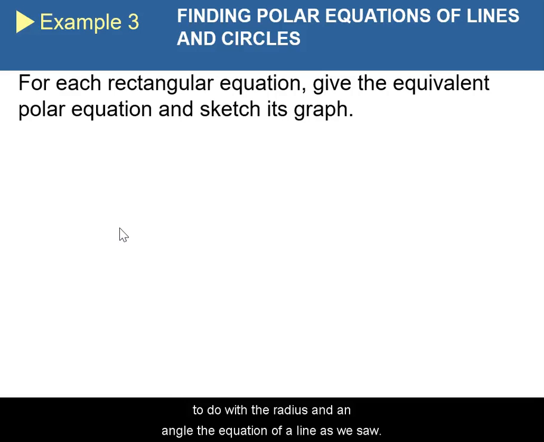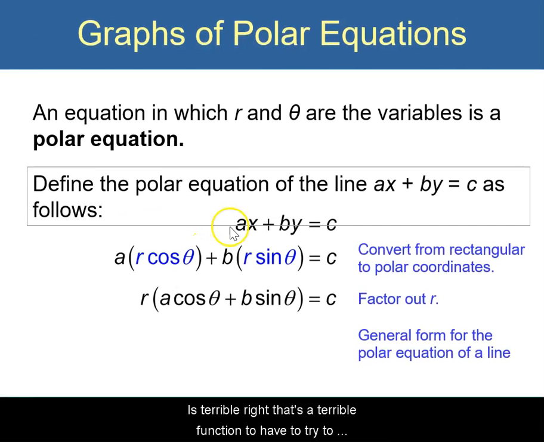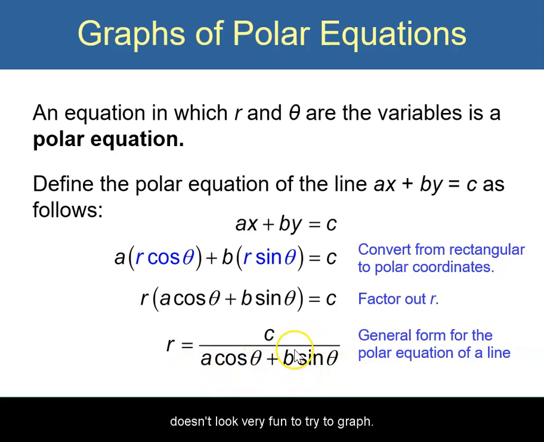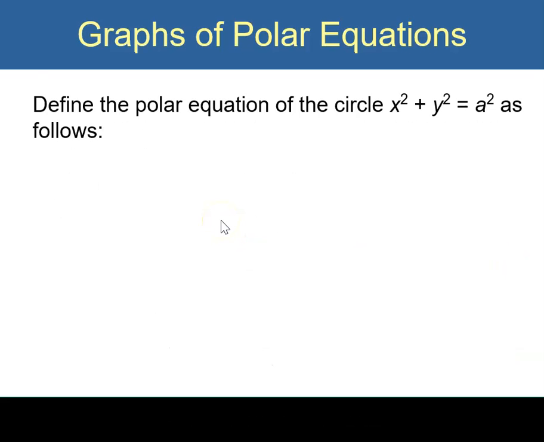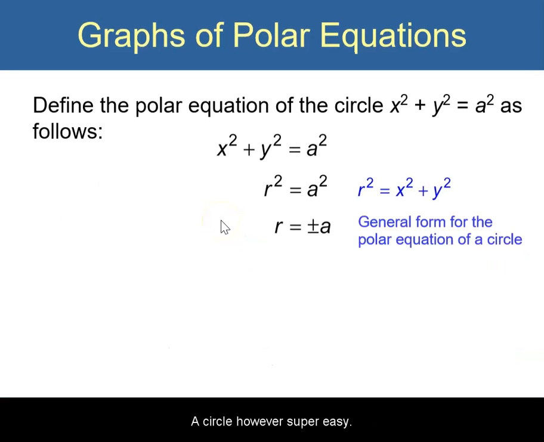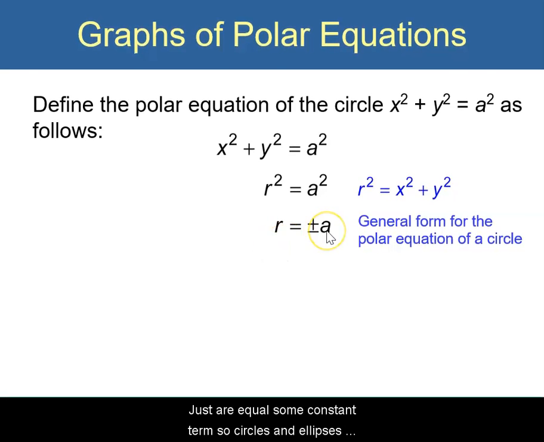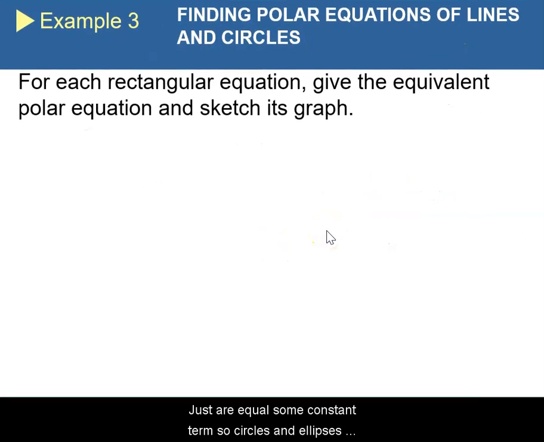The equation of a line, as we saw, is terrible, right? That's a terrible function to have to try to graph. r equals some constant divided by a constant times cosine plus a constant times sine. That doesn't look very fun to try to graph, right? A circle, however, is super easy. It's just r equals some constant term. So circles and ellipses are nice. Equations of lines, curves, parabolas, those are terrible.